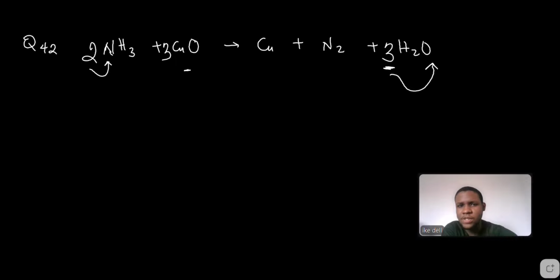So now our oxygen is fine, but we just made our copper 3. It's not going to be a problem because we can always correct that here, like that. Okay, so that should correct the copper. Then is there any other thing? I actually think everything is alright because nitrogen is 2 on both sides. Our hydrogen is 6, which is the first thing we balanced. Our copper is 3 on both sides and our oxygen is 3 on both sides.